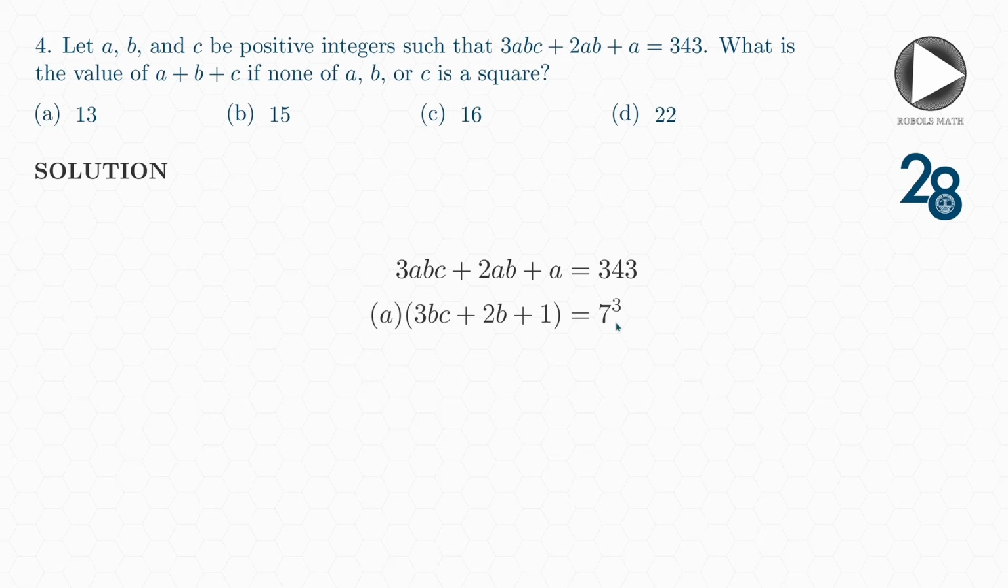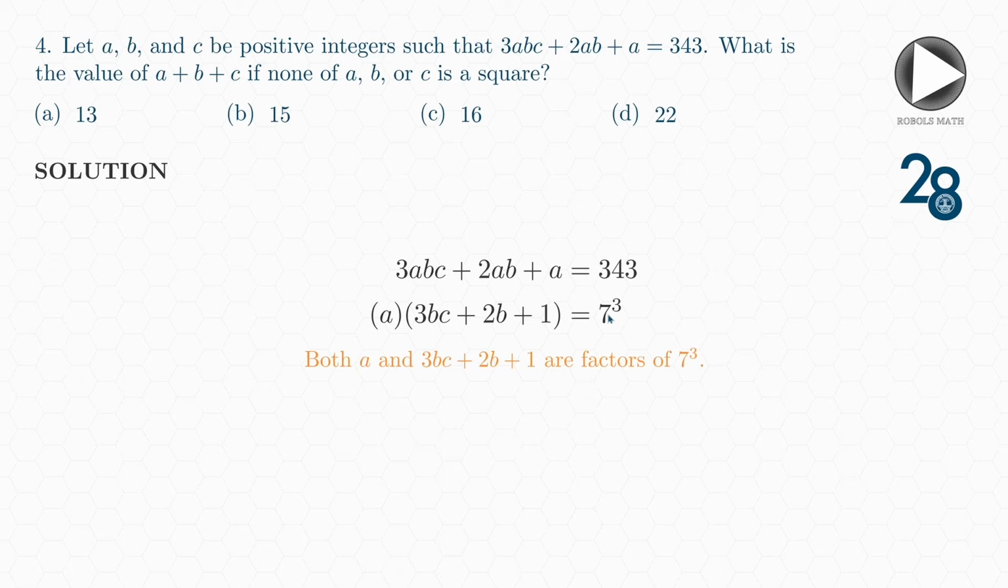And we're given that A, B, and C are integers, so it must follow that A and this quantity here should both be factors of 7 cubed, right? I hope that's clear.